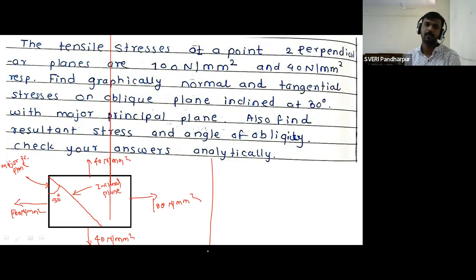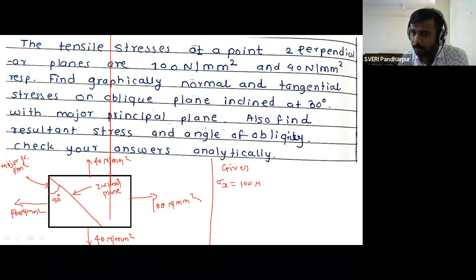Draw the figure first. We have to check whether all required values are given. So this is the case number 2 problem because shear stress they have not given. So first of all, write down the given parameters, and how to write it, just see. Sigma x is equal to 100 Newton per mm square. In front of that, write down equal. Sigma y is equal to 40 Newton per mm square. In front of that, write down equal.